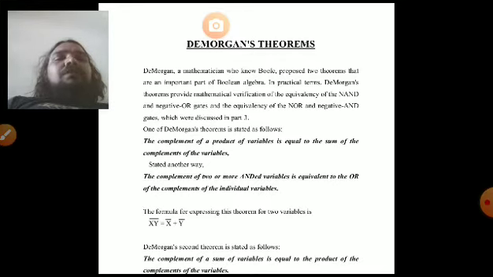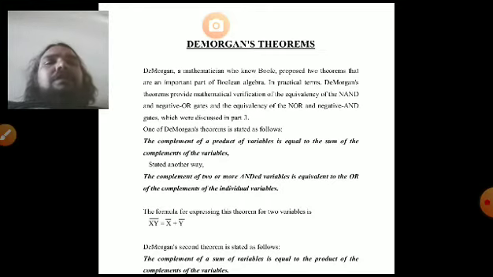De Morgan's theorem provided mathematical verification of the equivalence of the NAND gate and the negative OR gate, and the equivalence of the NOR gate and the negative AND gate, which are discussed in part 3. One of De Morgan's theorems is stated as follows.